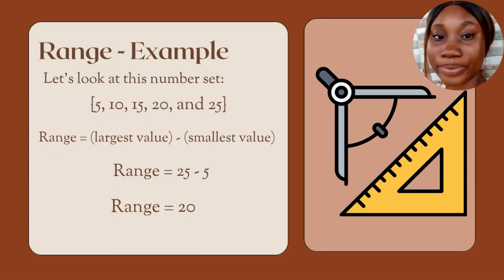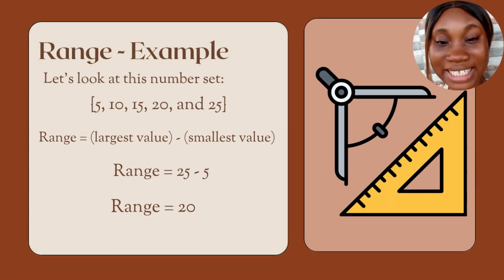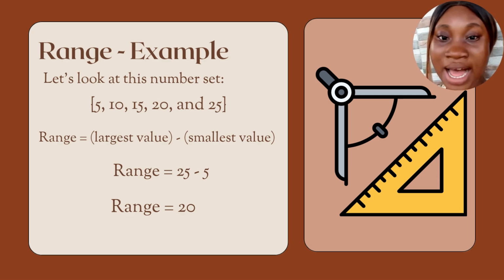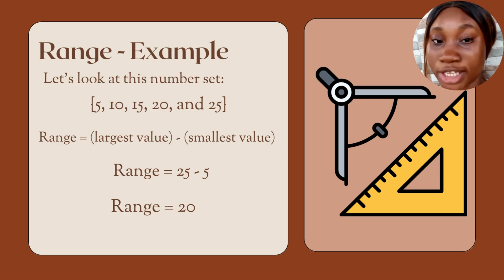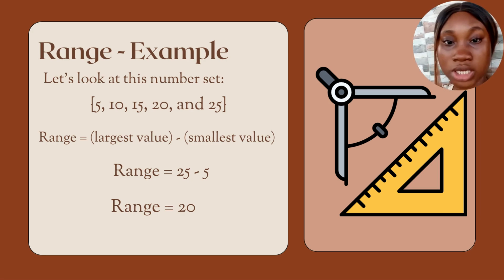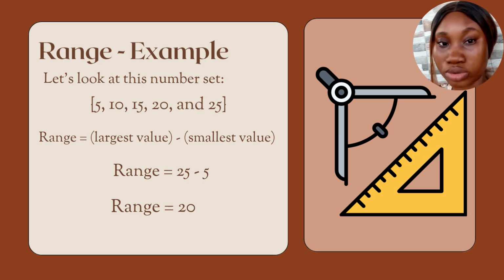So looking at an example, again, I have my number set. In my number set, I have 5, 10, 15, 20, 25. My formula is the largest number minus the smallest number. In my number set, the largest number is 25 and the smallest number is 5. So 25 minus 5 gives me 20. So my range is equal to 20.